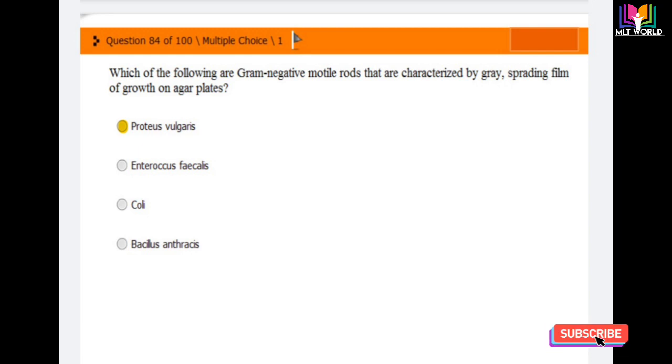Question number 84. Which of the following are gram negative motile rods that are characterized by gray spreading film of growth on agar plate? Options are Proteus vulgaris. Next option is Enterococcus faecalis. Third option is E. coli. And last option is Bacillus anthracis. And the correct answer is Proteus vulgaris. Proteus vulgaris is a gram negative rod that can be characterized by gray spreading film of growth on the agar plates.